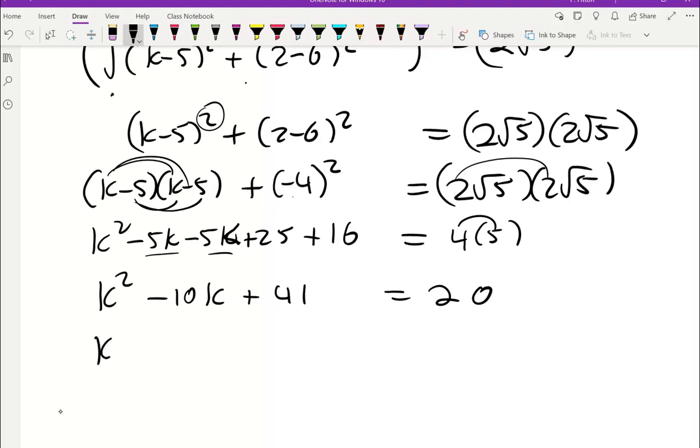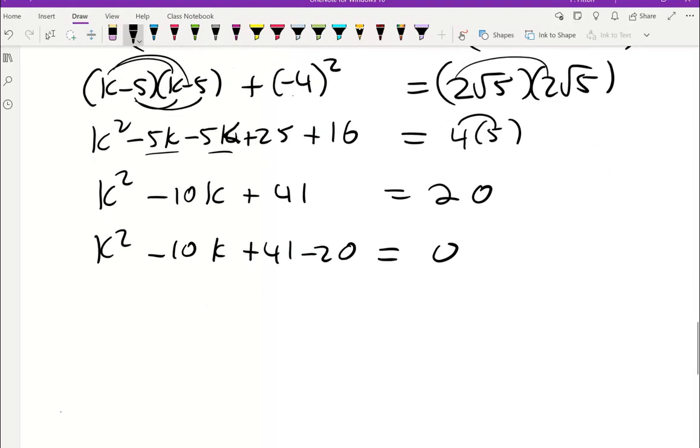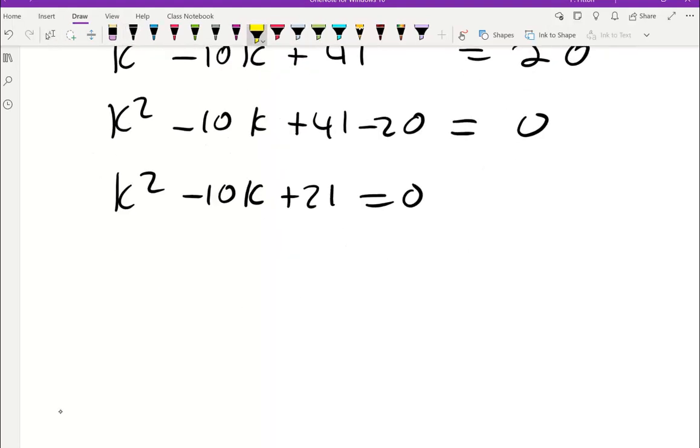So we might bring it all to one side. k squared minus 10k plus 41, and we'll bring the 20 over to become negative 20. That'll be equal to 0. Then we'll be left with k squared minus 10k, and 41 minus 20 is going to give us 21. So now we need to solve. What type of equation do we have? We have a quadratic. We can solve that using the root method.